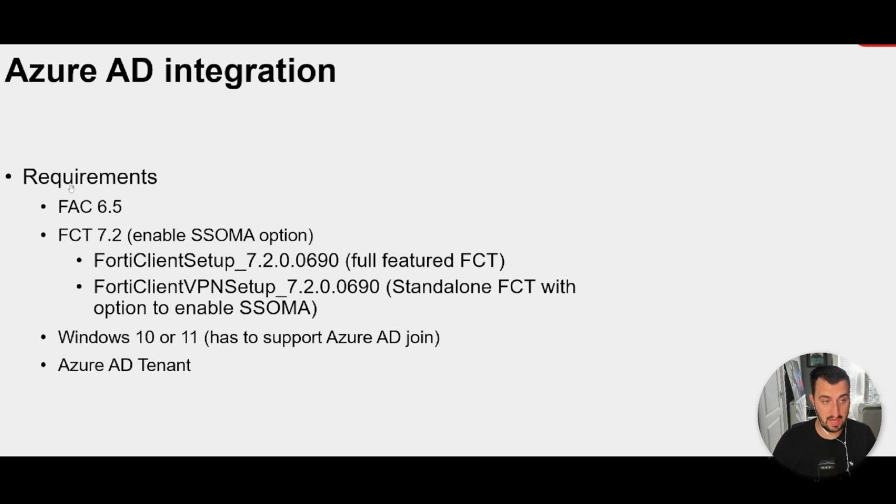So if you look at the requirements, we theoretically satisfy all of these requirements. We've got FortiClient running 7.2.1. We're running Windows 10 or Windows 11. We've joined the machines to Azure Active Directory. That's covered in the previous two videos. And we have an Azure AD tenant.